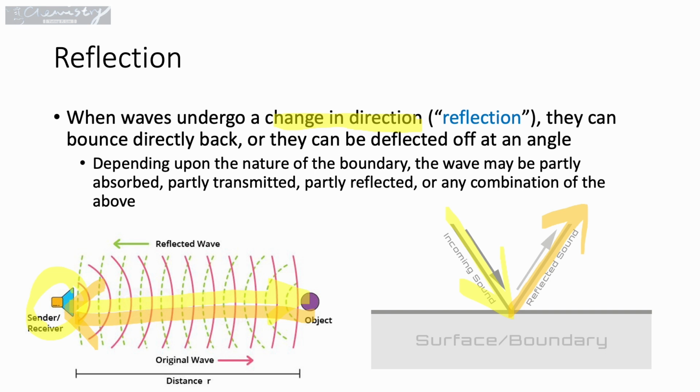And this depends on the nature of the boundary. The wave can be a little bit absorbed, so we can have a lot of wave going in, some of them being absorbed by the medium, some of them bouncing out. So it can be absorbed, it can be transmitted, it can be reflected, or a combination of all of them.